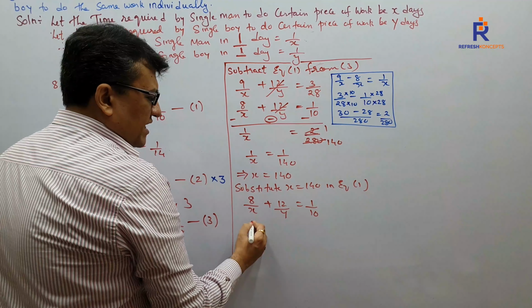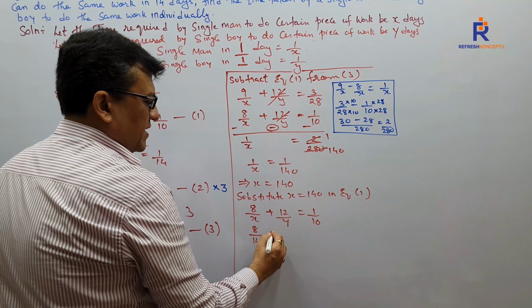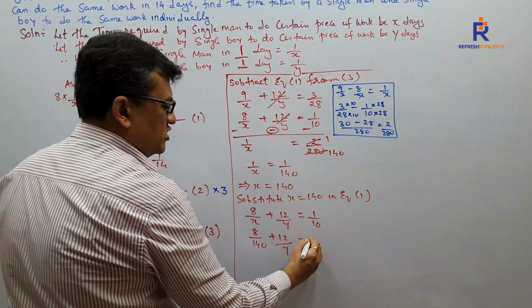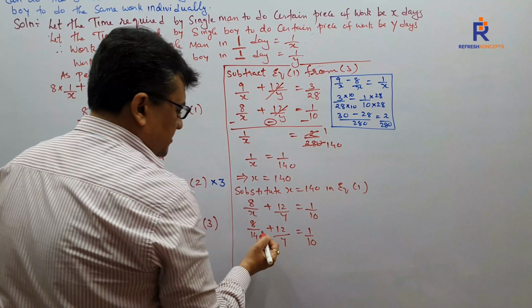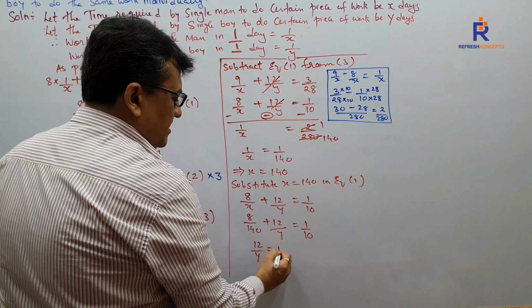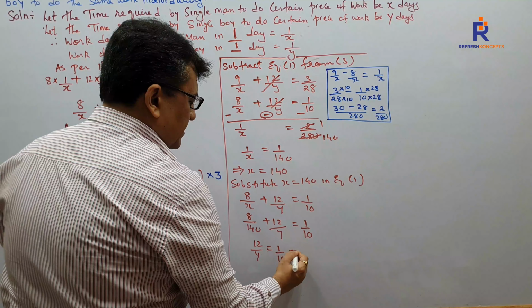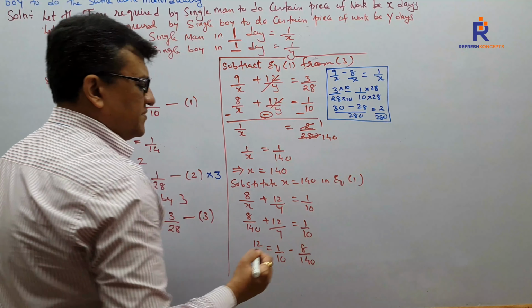So 8 by 140 plus 12 by y is 1 by 10. Let me say this further. Let 12 by y be here only. So 12 by y is 1 by 10 minus 8 by 140. Can I simply say multiply by 14? Multiply by 14. Will I get the answer?